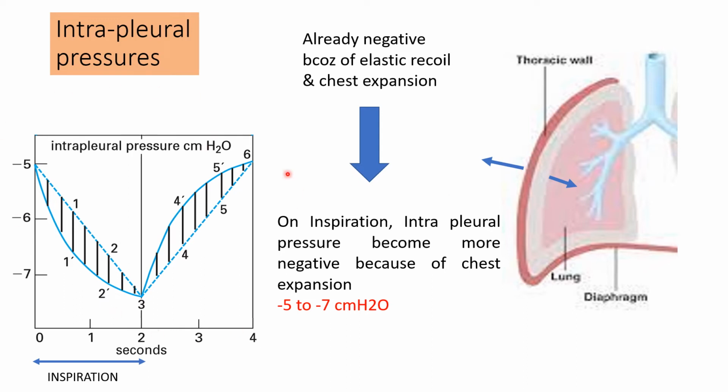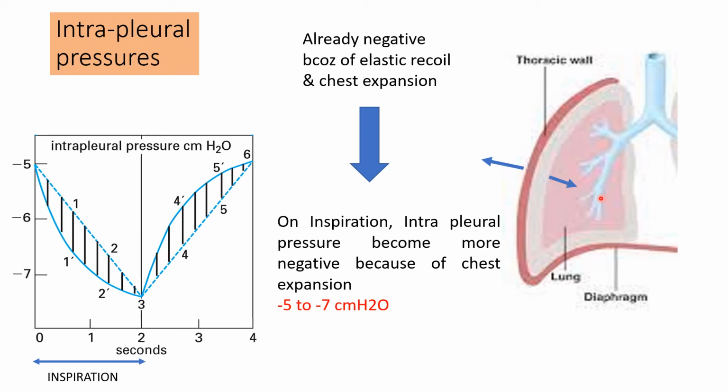If you see the graph here, this is the starting point of inspiration. There are -5 centimeters of water already present even before inspiration starts. Why is the pleural pressure negative when we haven't even started inspiration? We know that the lungs are elastic structures having elastance, basically the ability to recoil back, to contract, to resist expansion. So they have an elastic recoil already present, because of which they are able to constrict.